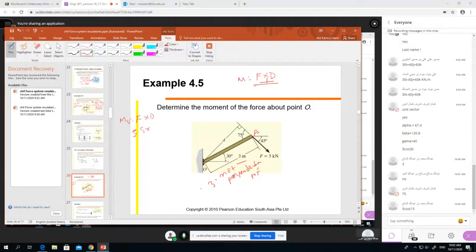I give some name here, A. So OA here is not perpendicular, so we cannot write down 5 into 3. We need the perpendicular distance, right? You see the D here. We imagine that our force is extended like this, and this is perpendicular. So we can draw a perpendicular, and we need this distance D. So our formula should be F into D.